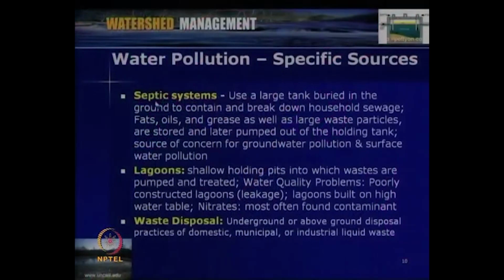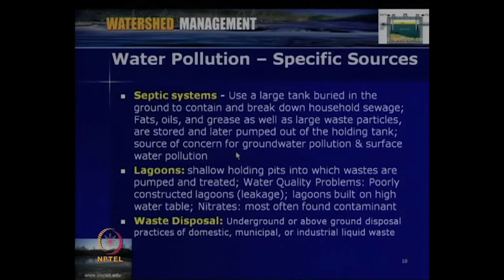And now let us discuss, within this context, especially point sources, what the specific sources are as far as water pollution is concerned. Here I have listed some of the specific sources, like septic systems. In a septic tank we use a large tank buried in the ground to contain and break down household sewage, fats, oils and grease, as well as large waste particles. They are stored and later pumped out of the holding tank after keeping some time, so that some stabilization takes place.